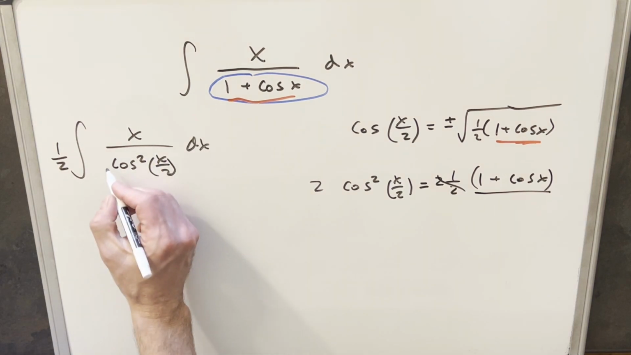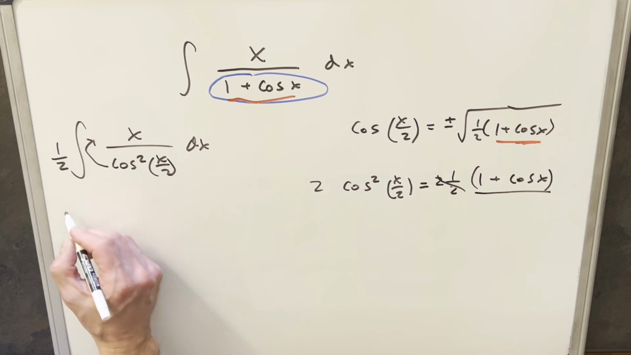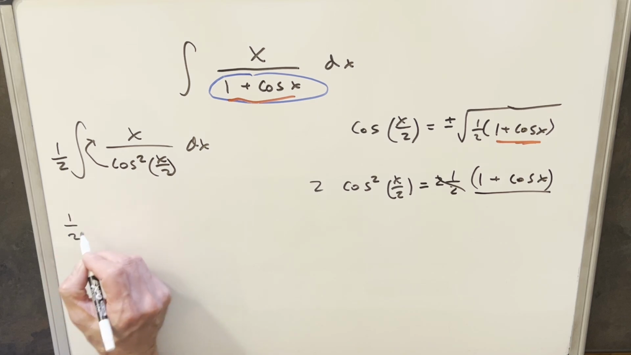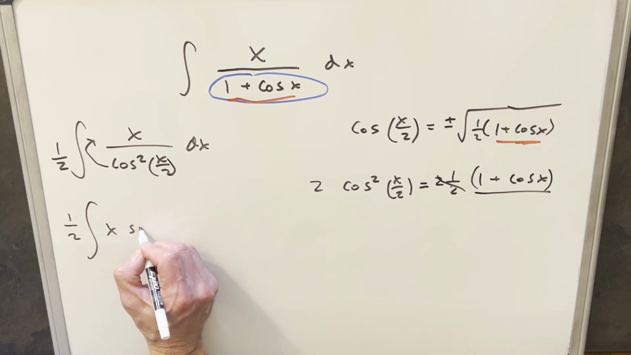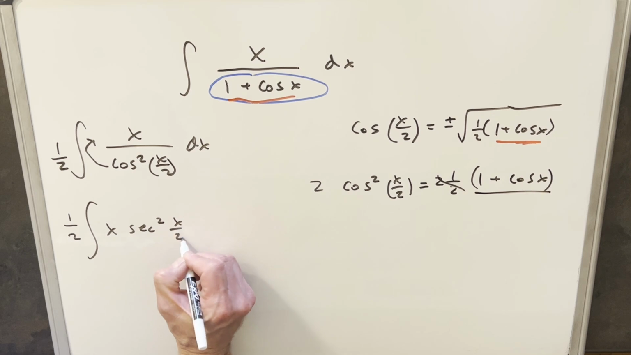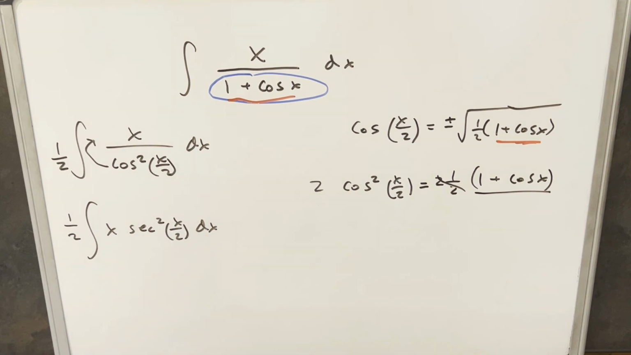But actually, the way I prefer this is to bring this into the numerator and write it as secant squared. So let's do a quick rewrite. We'll write this as x secant squared x over 2 dx. Doing it this way, you'll notice that secant squared x over 2 is an easy integral, and we could differentiate x. This is perfectly set up for integration by parts.